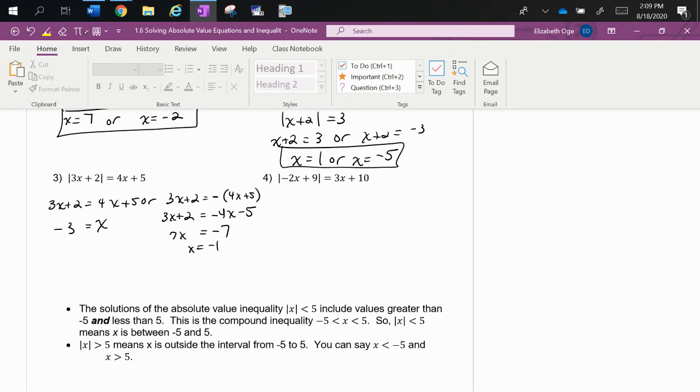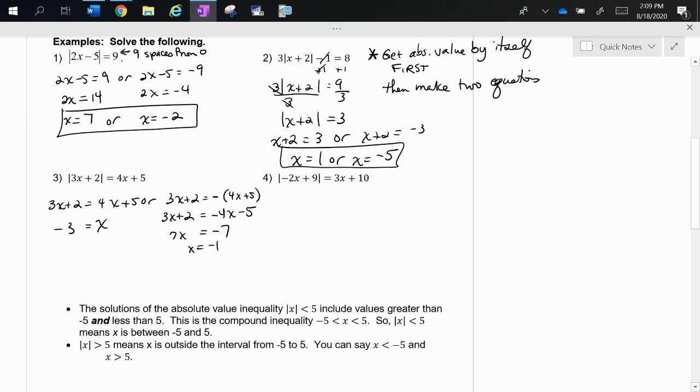So I'm going to change my color to red, and check my solutions. I'm going to say the absolute value of 3 times negative 3 plus 2 is equal to 4 times negative 3 plus 5. Is that true or is that false? That's how we check our solution. Remember, the solution is what we can plug in for the variable to make the sentence true. So this is negative 9 plus 2, which is negative 7, and that is equal to negative 12 plus 5, which is negative 7, and this is not true. So negative 3 is not a solution.